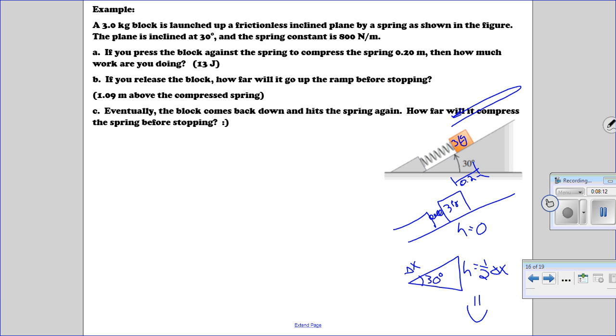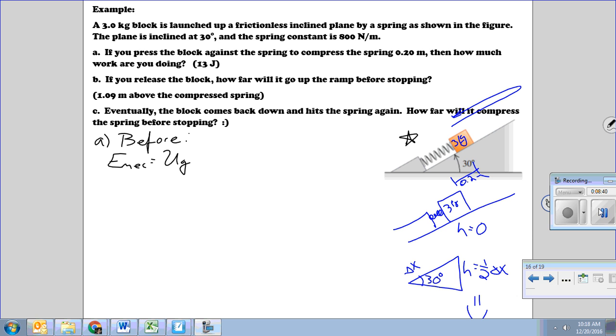So for part A, before you press the block, let's figure out what our mechanical energy is. What kind of energy does it have in this first drawing before I push it? It's going to have gravitational potential energy. We are assuming that the spring is not being compressed at all at this point. So all of our energy at this point is gravitational potential energy. Let's figure out how much that is.